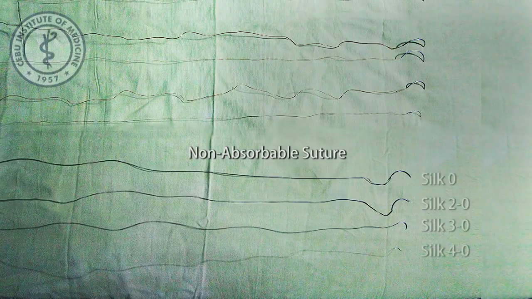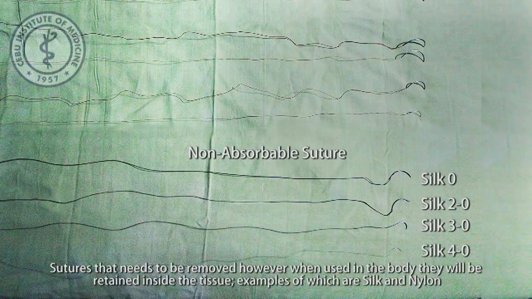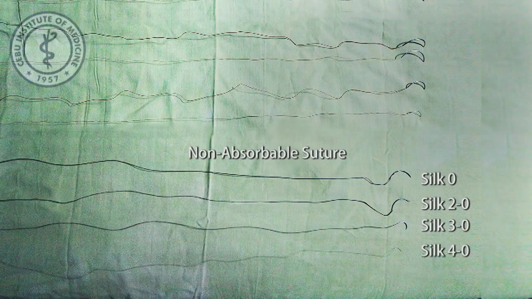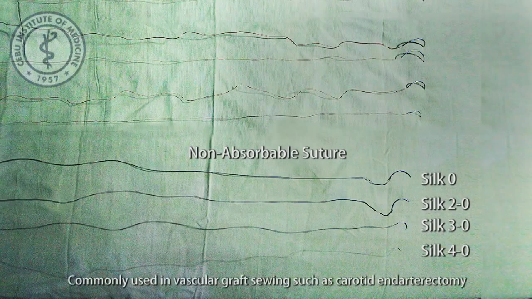Non-absorbable suture, suture that needs to be removed, however, when used in the body, they will be retained inside the tissue, examples of which are silk and nylon. Silk 4-0, commonly used in vascular graft sewing such as carotid endarterectomy.